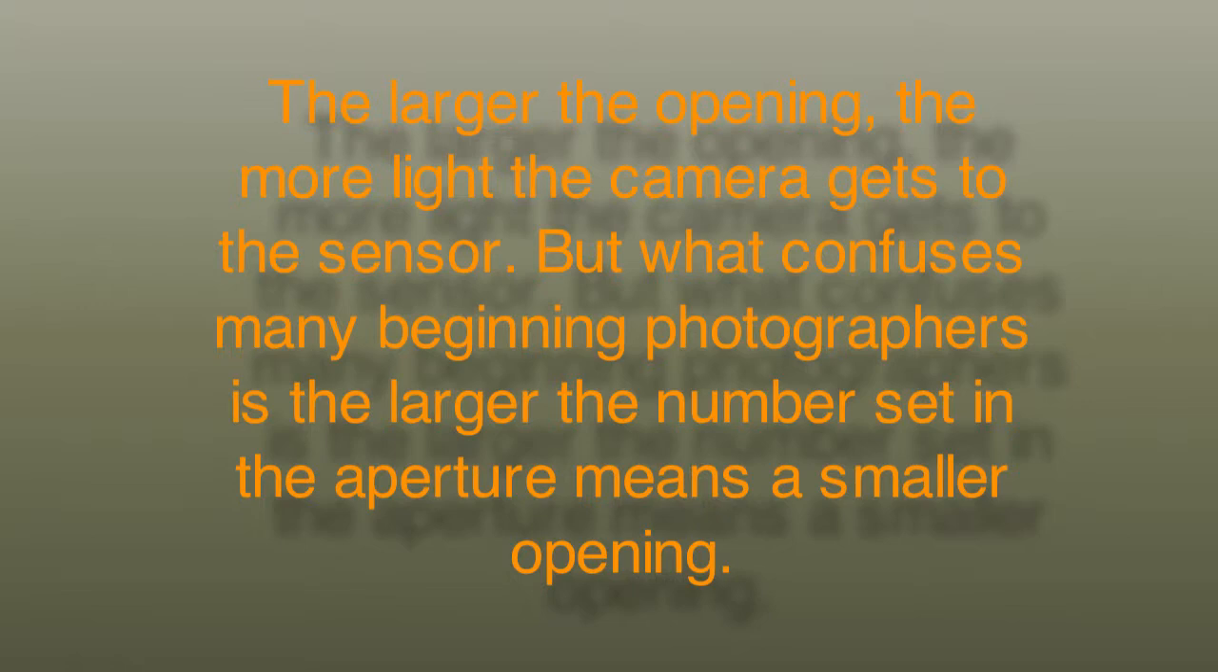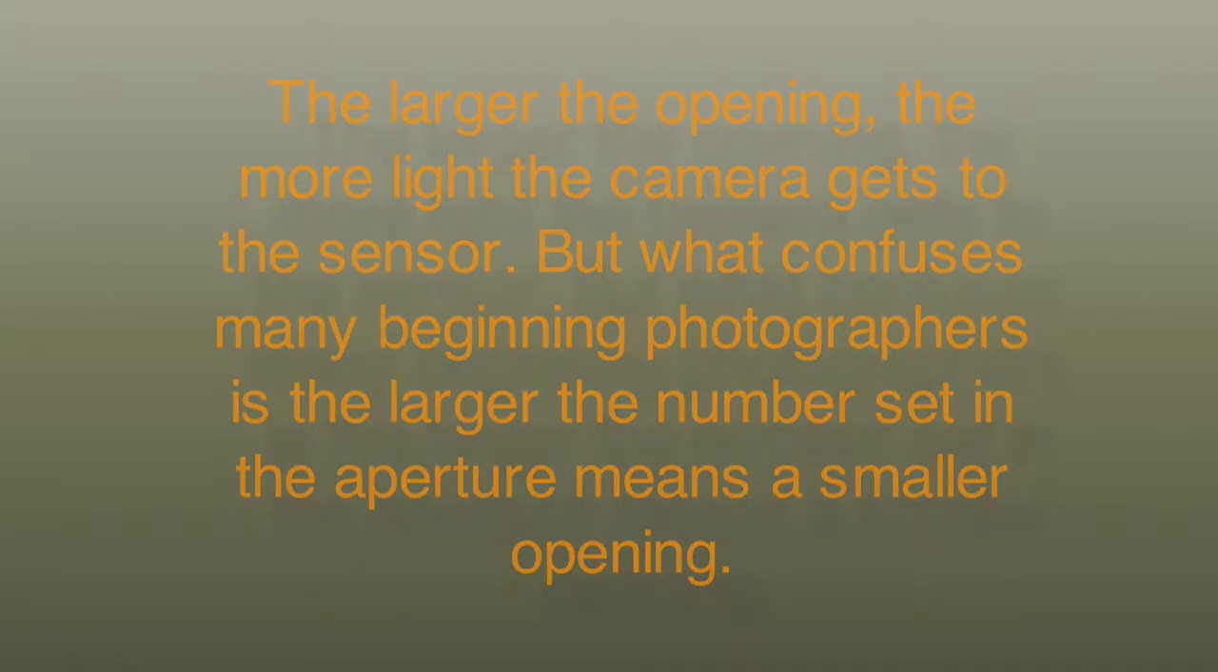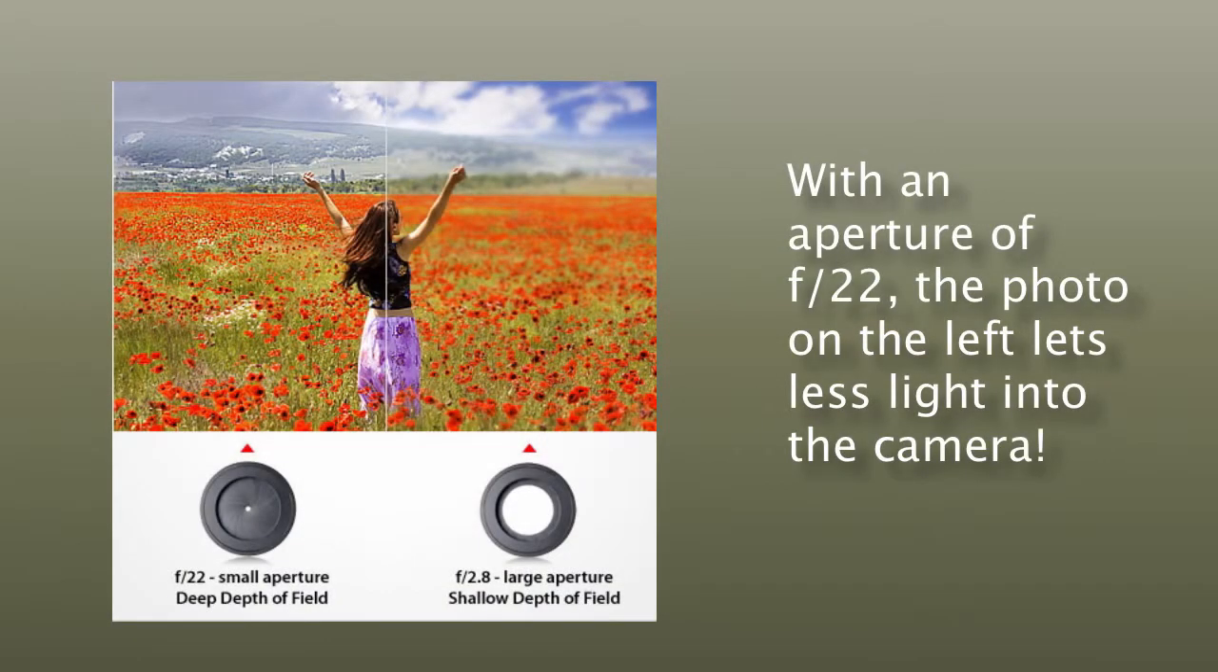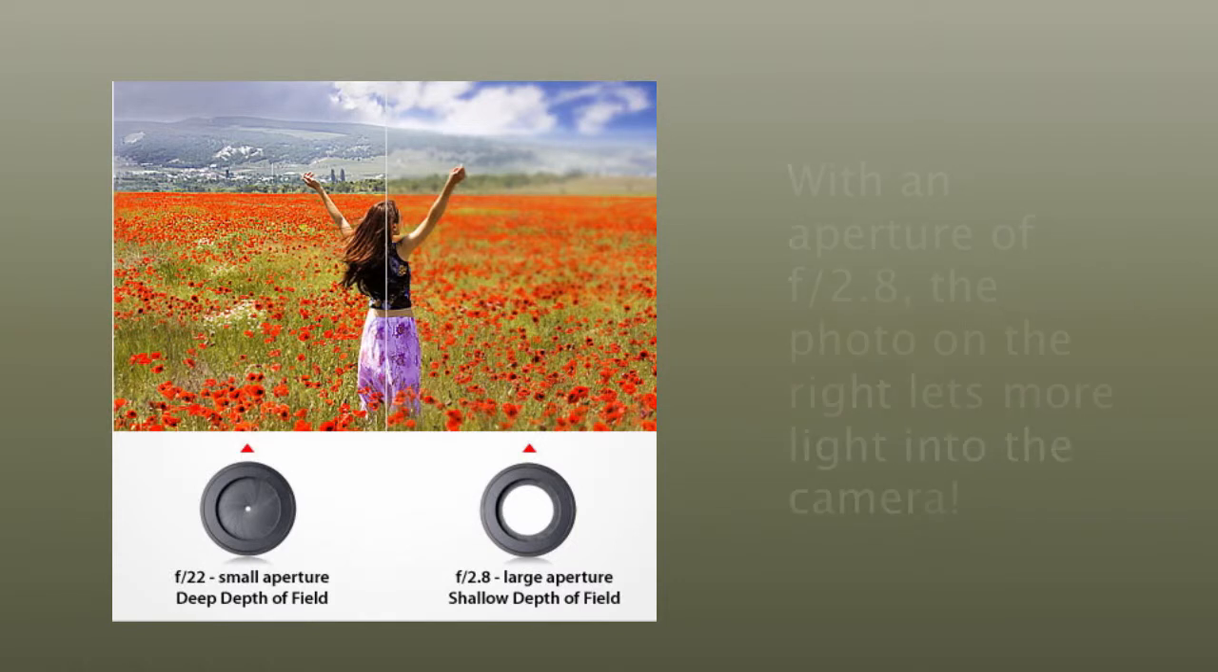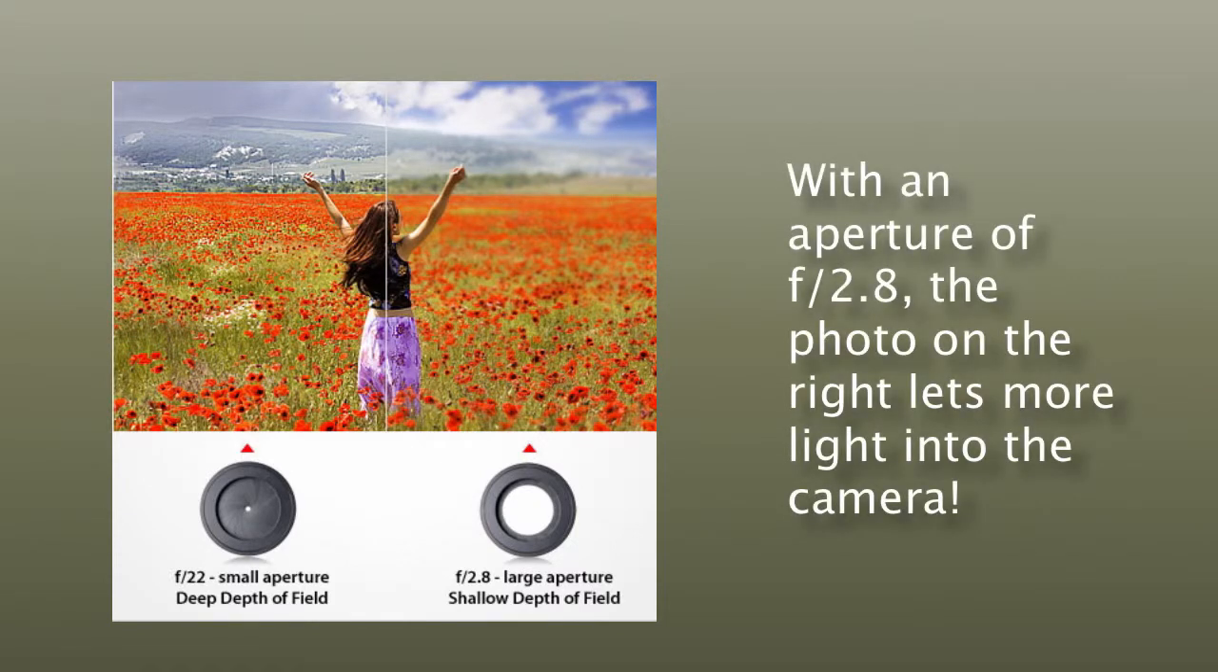But what continues to confuse many beginners is that the larger the number set in the aperture means a smaller opening. With an aperture of f/22, the photo on the left lets less light into the camera. And with an aperture of f/2.8, the photo on the right lets more light into the camera. Notice the one on the right has a very shallow depth of field, where the one on the left has a deep depth of field.